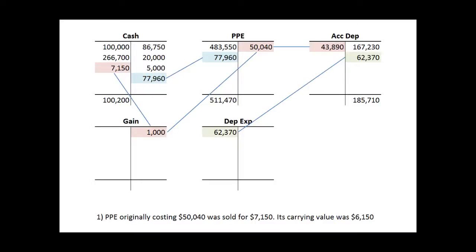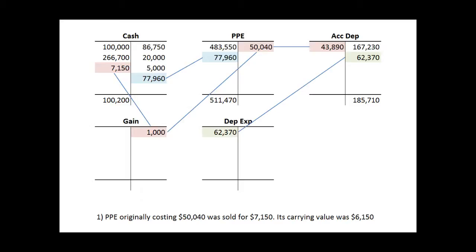The next thing that we need to have a look at is investing activities. Now, investing activities are purchases or sales of property, plant and equipment. So the two accounts that we're interested in are property, plant and equipment and accumulated depreciation. We'll also throw in depreciation expense just for completeness.